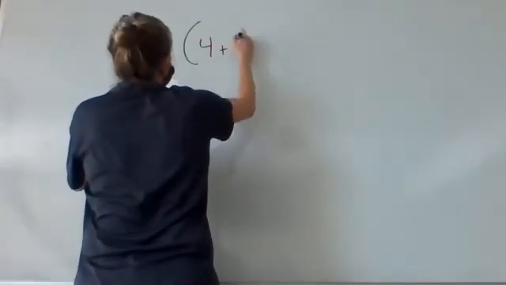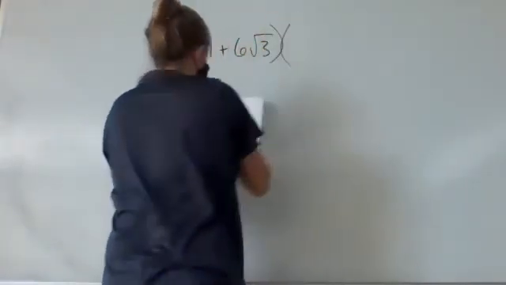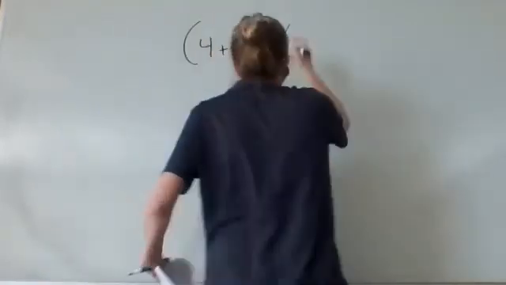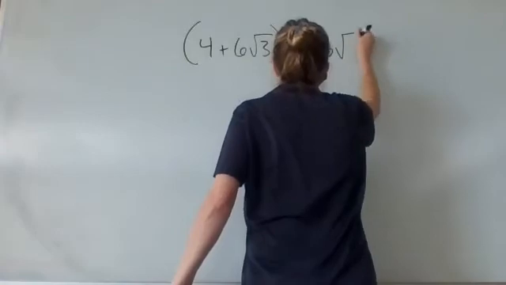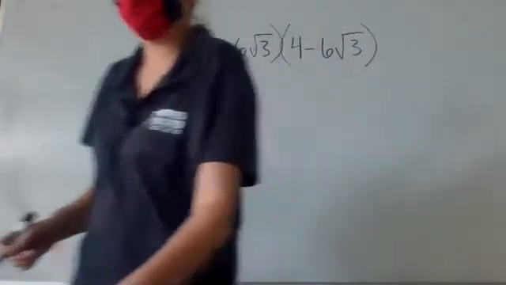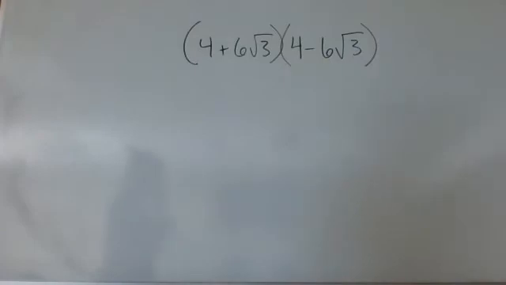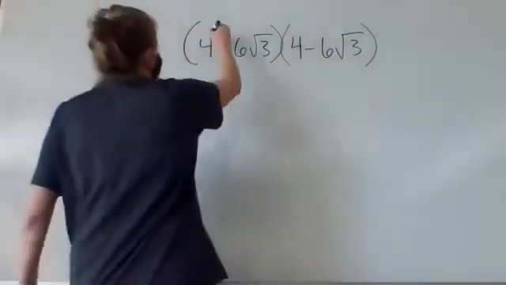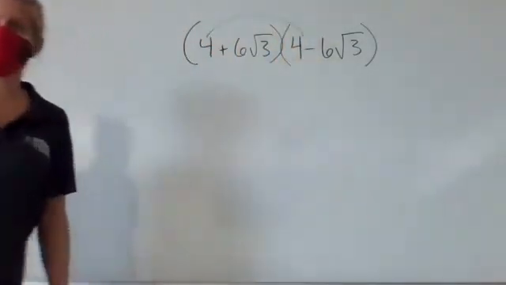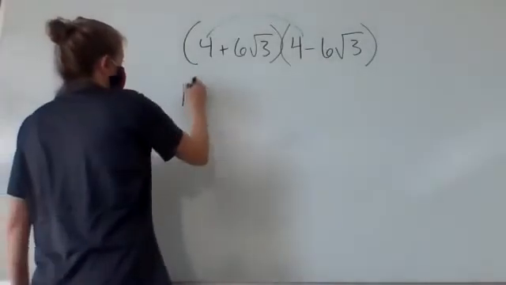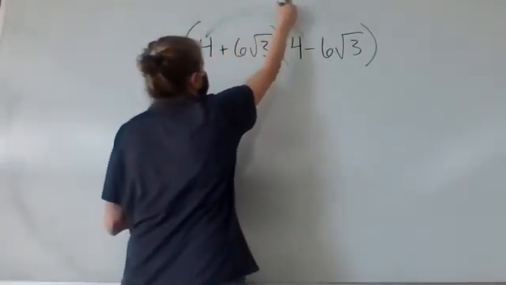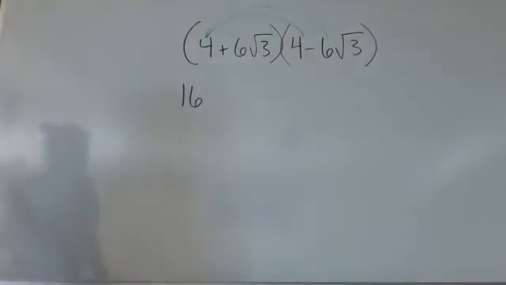All right, just a couple more. Number 13. 4 plus 6 square root of 3 times 4 minus 6 square root of 3. Four times 4, 16. Okay, now I have 4 times negative 6 square root of 3.